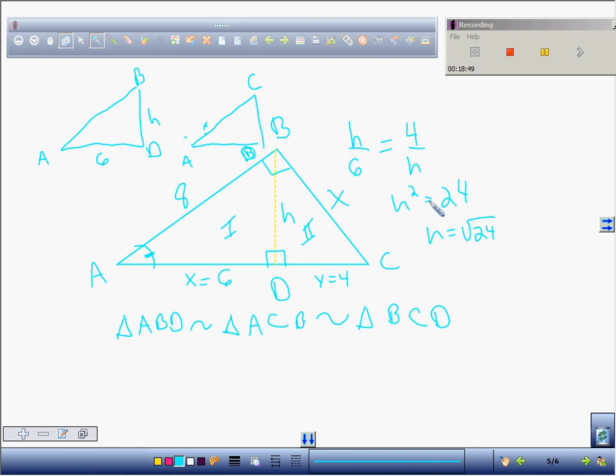And this, by the way, is how you go about proving algebraically the Pythagorean theorem, because you use similar triangles, and I think I'll do that later on next week. Okay, I think we're done.